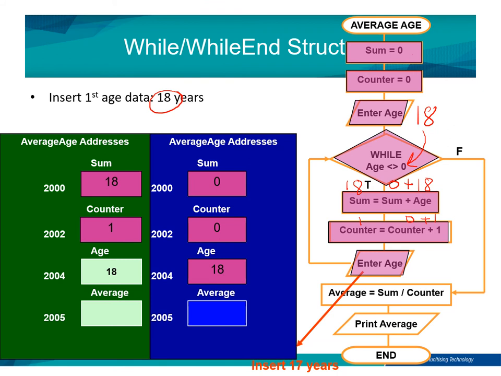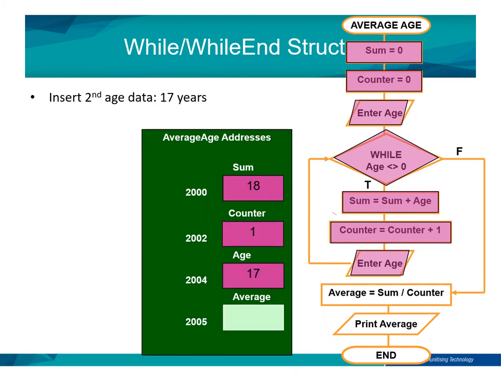Now we enter the second input, which is 17. The loop will repeat again for the data 17. Then we do the checking in the condition, whether 17 is not equal to 0. Since this is true, we do the summation again. Remember that the sum right now is not 0 anymore, but 18 based on the previous loop, plus the current age, 17. So now the value for the sum is updated from 18 to the total age: 18 plus 17 is equal to 35. Similarly for the counter, the previous counter value is 1 plus 1, so right now we have the counter value updated to become 2.